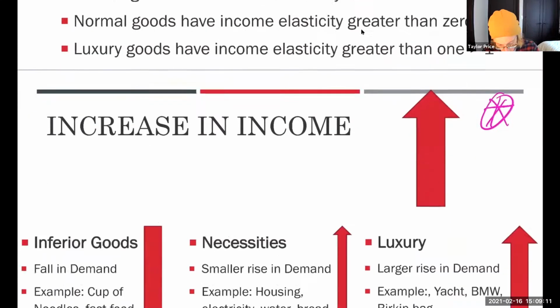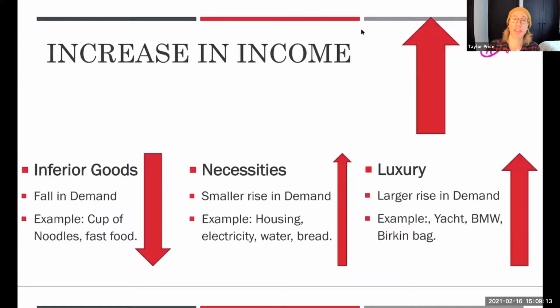So here, I have an example of what happens if there is an increase in income. Let's say that everyone in the United States gets richer by $1,000 per month. What's going to happen to the quantity demanded for these three types of goods? For inferior goods, there's going to be a fall in demand. And the reason for that is because inferior goods are goods that people don't like to consume.